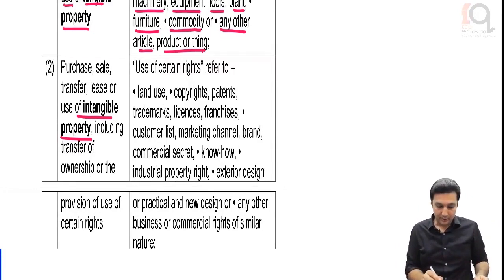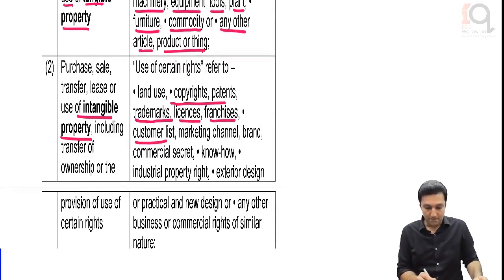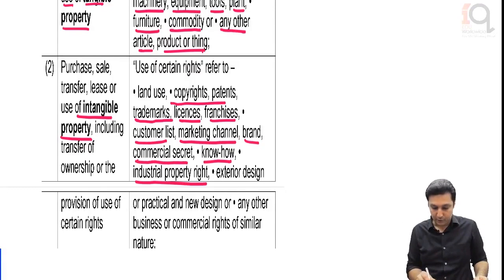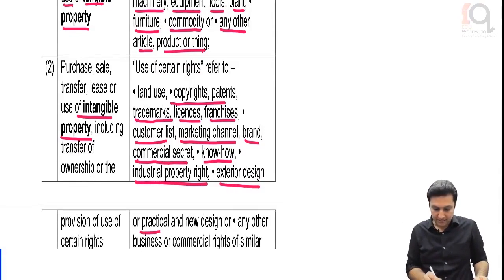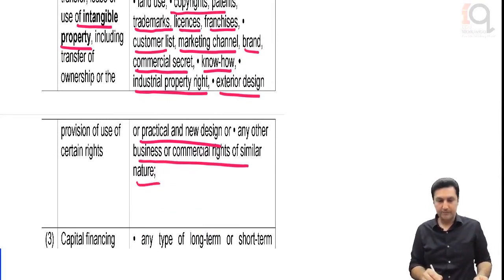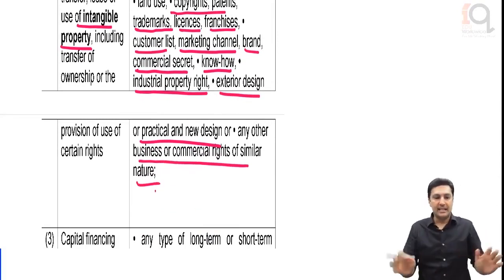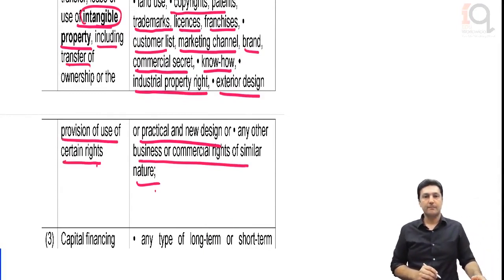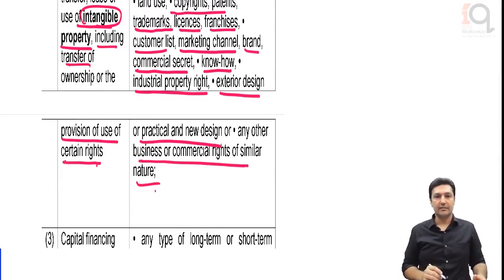He also says copyrights, patents, trademark, licenses, franchises, customer lists are being shared. Marketing channels are being shared. Brand, commercial secrets, know-how, industrial property rights, exterior designs, practical and new designs, any other business or commercial rights. He's just being very careful. He says any lease of intangible property, including transfer of ownership or provision for use of certain rights. Anything will be covered here.